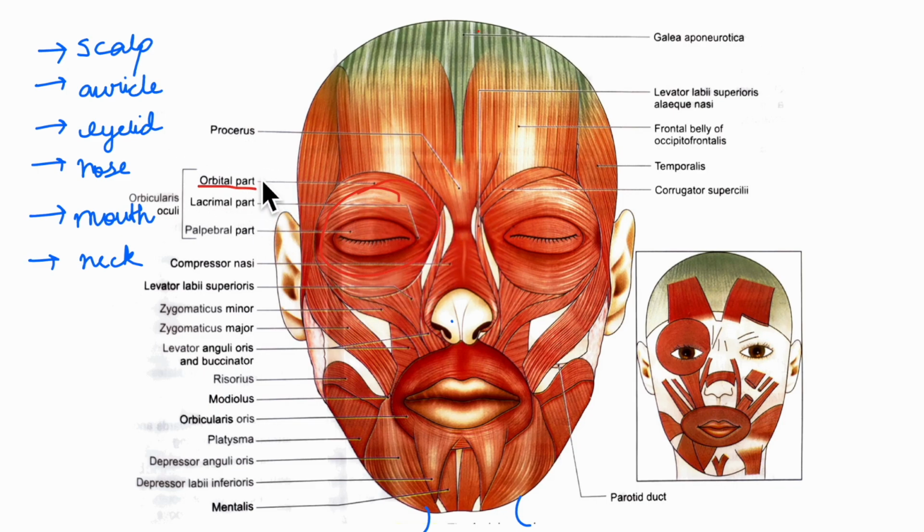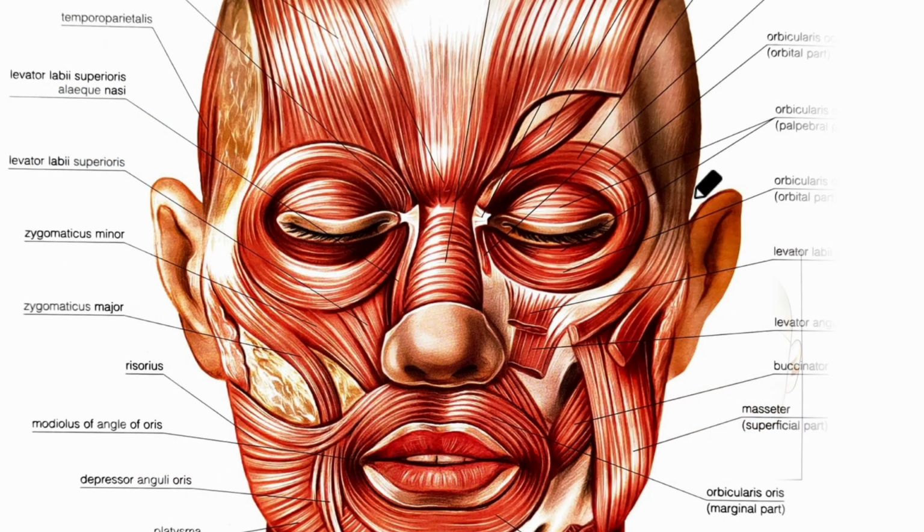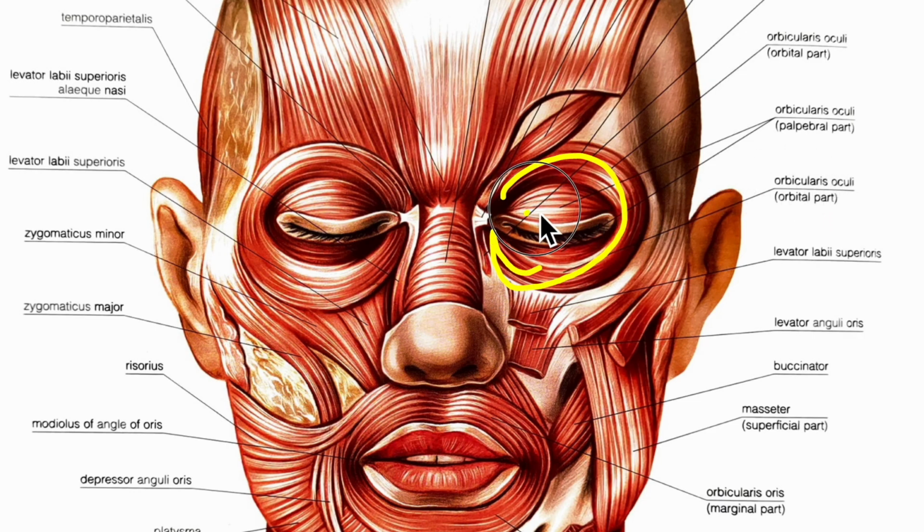First is the orbital part, that is on and around the orbital margin. Then we have the lacrimal part, that is lateral and deep to the lacrimal sac, as you can see right here. Then we have the palpebral part, which is seen in the eyelids right here. Now, in order to get a better understanding of the orbicularis oculi muscle, let's look at it in this diagram. Here you can see that this is the orbital part of the orbicularis oculi muscle. Here is the palpebral part of the orbicularis oculi muscle.